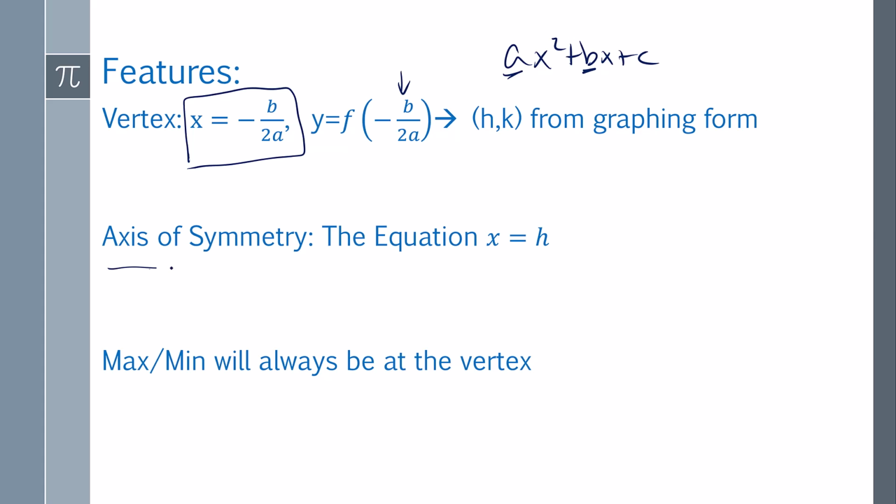There's also something called the axis of symmetry. It's the equation x equals h. So if we have our parabola, this is our h value. It's this line of symmetry that's created with our parabola. And also with quadratics, the maximum or the minimum will always be at the vertex.